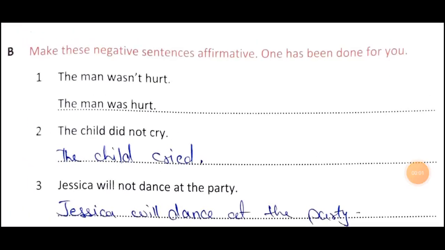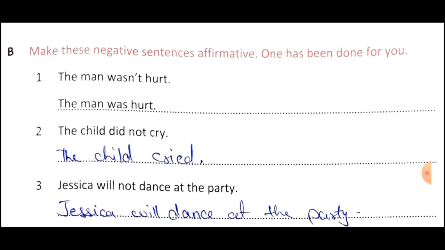Now in the next exercise, what you have to do, make these negative sentences affirmative, that means positive. So negative sentences are given to you and you have to convert them into positive sentences. Keep in mind, if do is given, then the verb's main form will be used. If does is given, then you have to add s or es after the main verb. If did is given, then you have to change the verb form into its past form. Now let's see how you have to do this.